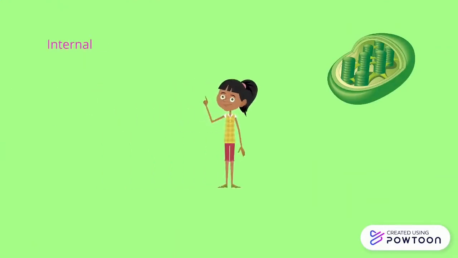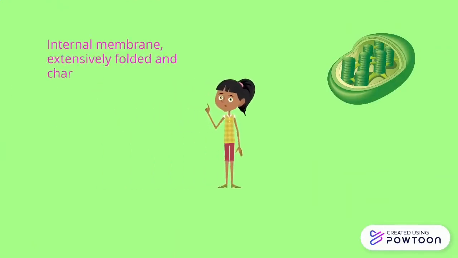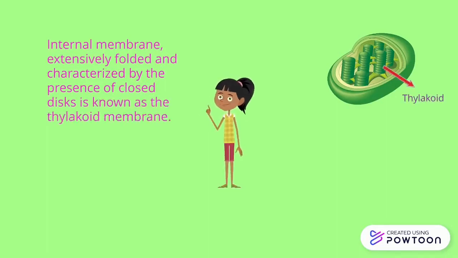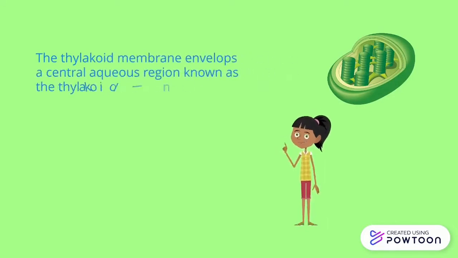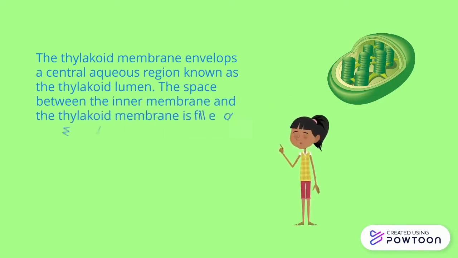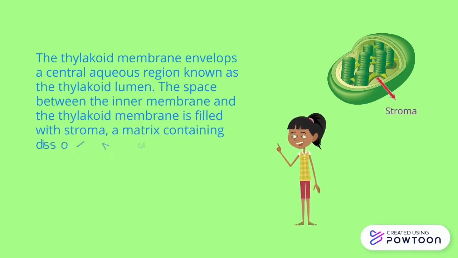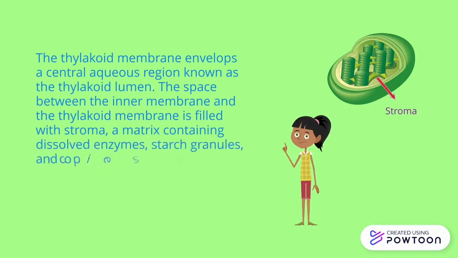The internal membrane, extensively folded and characterized by the presence of closed discs, is known as the thylakoid membrane. The thylakoid membranes envelop a central aqueous region known as the thylakoid lumen. The space between the inner membrane and the thylakoid membrane is filled with stroma, a matrix containing dissolved enzymes, starch granules, and copies of the chloroplast genome.